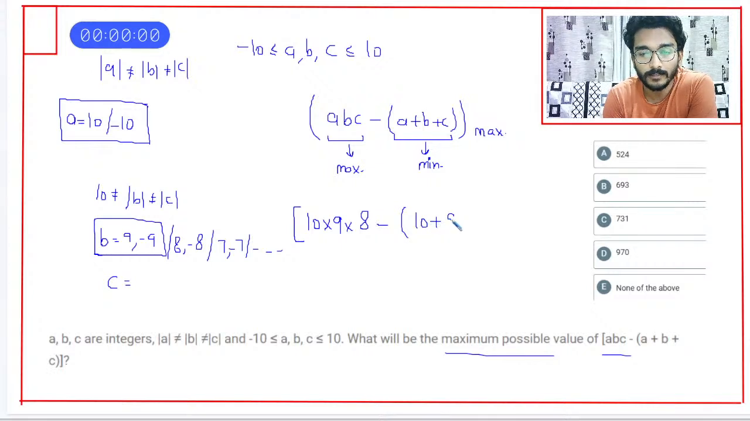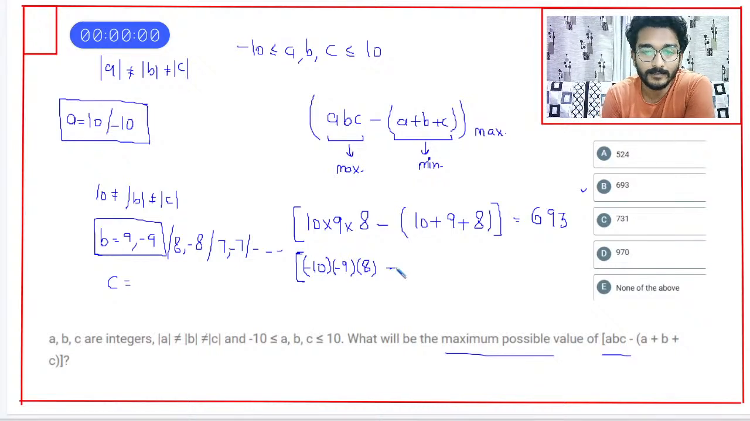And if I have taken this thing, 10 plus 9 plus 8, this will give me how much? 720 minus 27, yeah, 693. This will give me this B option. But if I go some more in this thing, I have to make this product positive. So I can also do it like this. It is still 720.